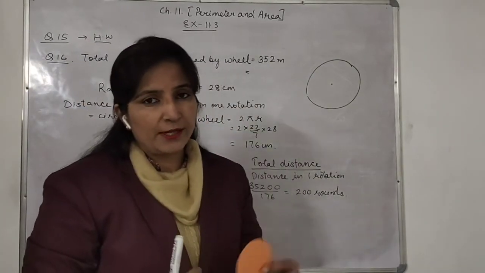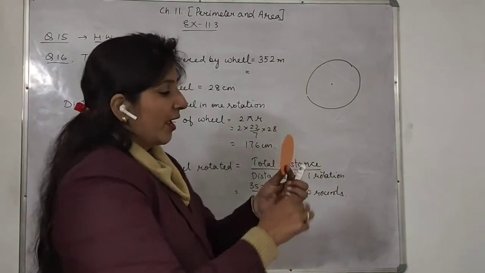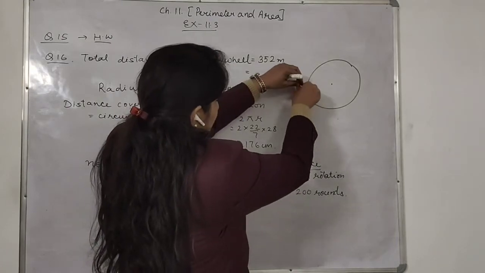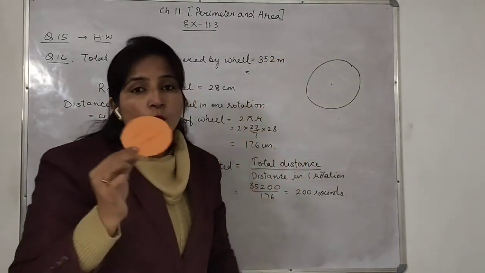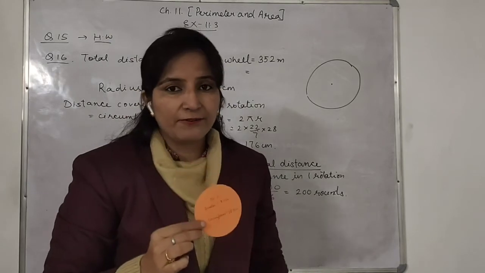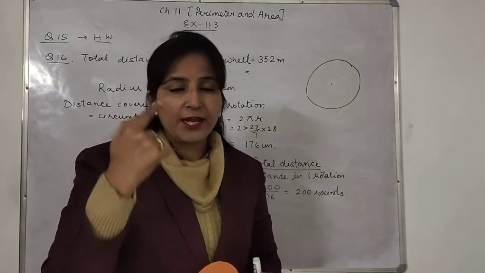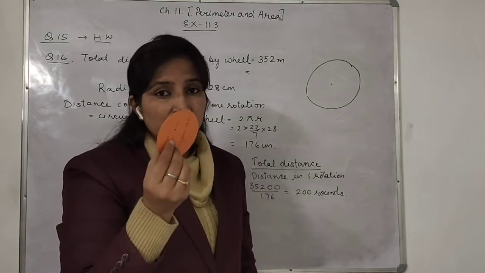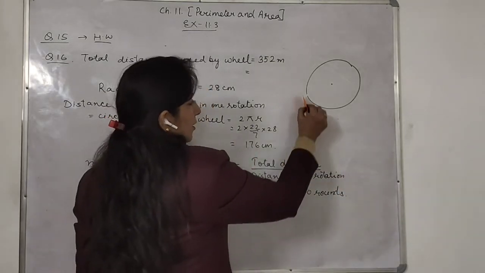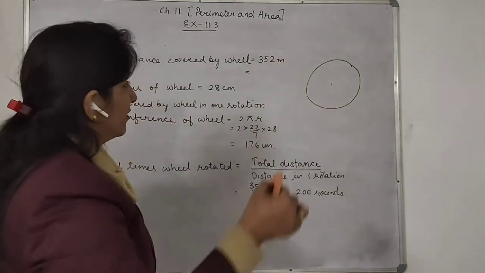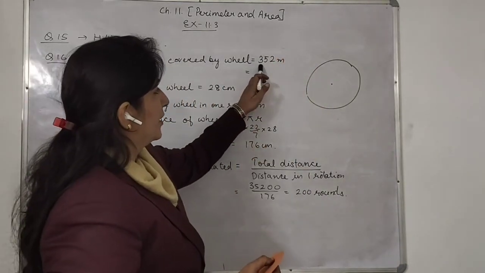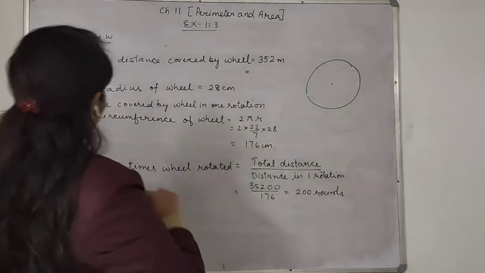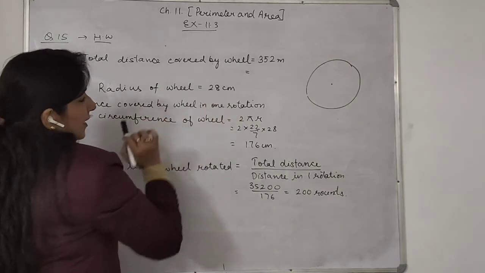Now just try to understand the question. Suppose this is the wheel, and if we rotate the wheel, suppose it is starting from here and I am rotating this, basically one time, that is one rotation. In one rotation we get the circumference of this circular wheel. A wheel is always circular. So the given thing is the total distance covered by the wheel is 352 meters, and the radius given of the wheel is 28 centimeters.